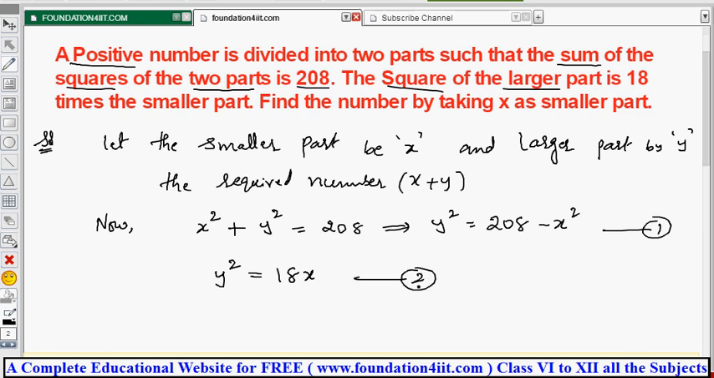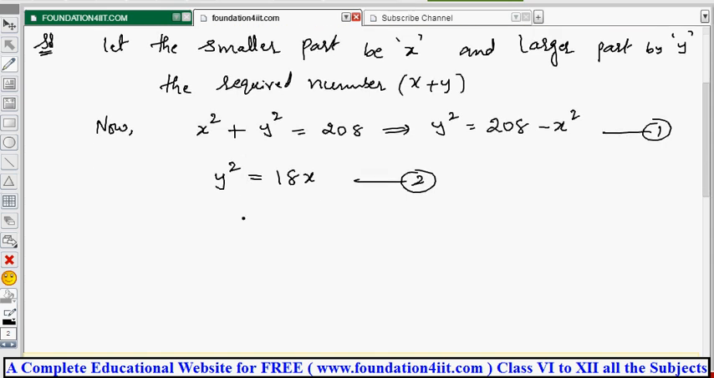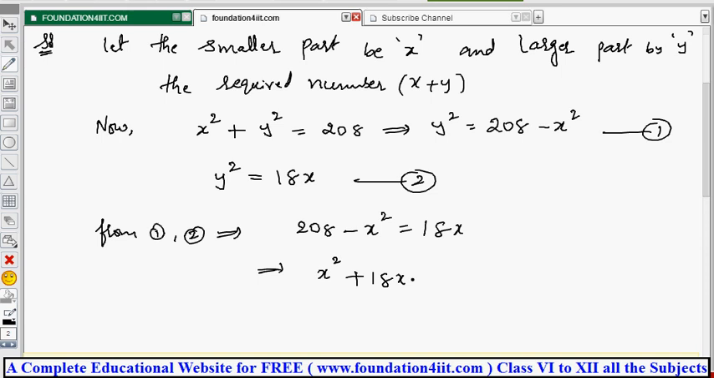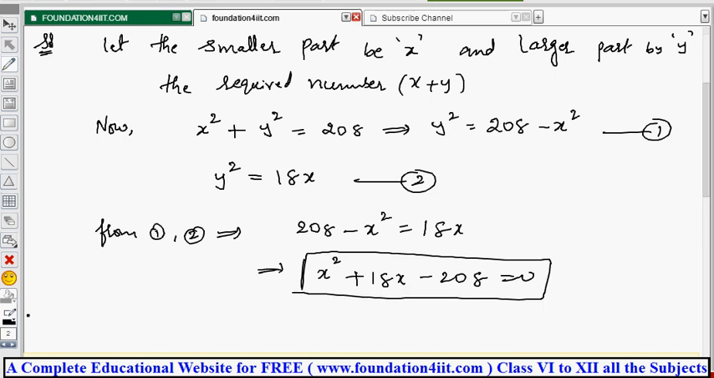This is the second one. If you observe from the first and second, y square is equal to 208 minus x square and the same y square is 18x. So from 1 and 2, RHS, LHS are equal, so equate the RHS, that is 208 minus x square is equal to 18x. Take these two terms to one side and form the quadratic equation. x square plus 18x minus 208 is equal to 0. Right? Now this is the quadratic equation. Any statement, if you can make into quadratic equation, the problem is simple.